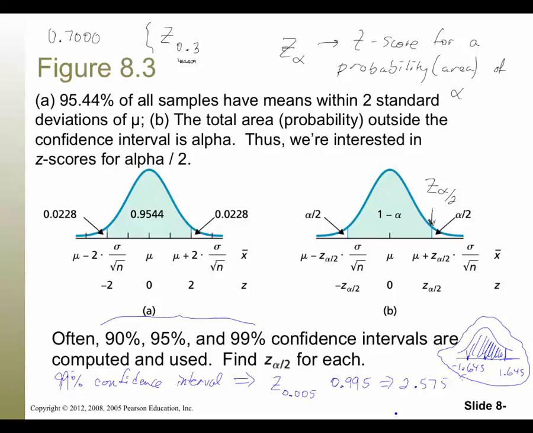So make note of those values. That's what you're going to use in the problems. For 90% confidence interval, it's going to be plus or minus 1.645 standard deviations. For 95% confidence interval, it's going to be plus or minus 1.96. And for 99% confidence interval, it's going to be plus or minus 2.575. Got it? Any questions? Okay.